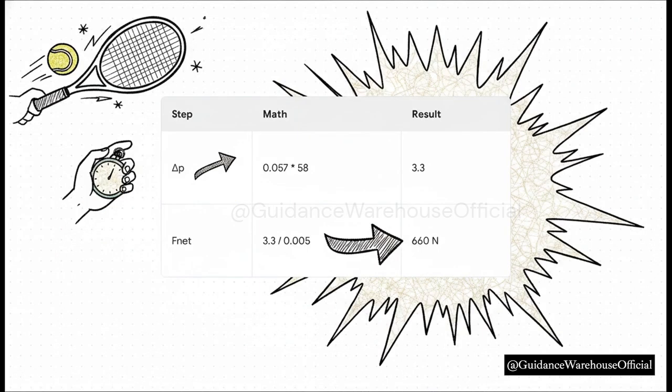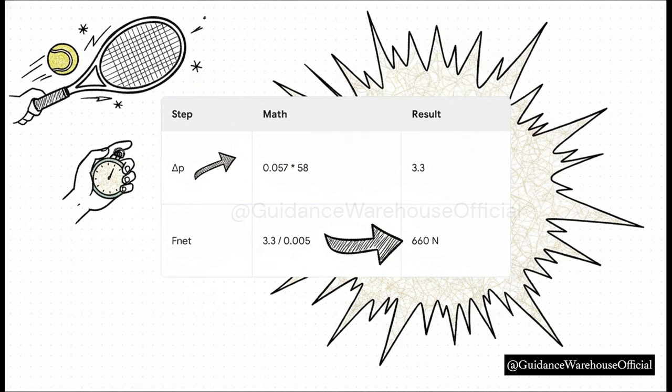Let's map this out together. Step 1. We find the change in momentum. A standard tennis ball weighs 0.057 kilograms. We multiply that by her final speed of 58 meters per second. That gives us a momentum change of 3.3 kilogram meters per second.